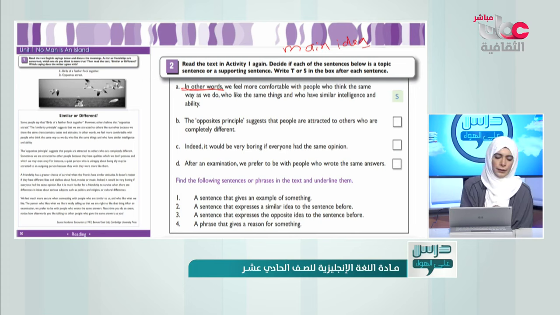Look at the paragraph or the text that we have. We have paragraphs number 1, 2, 3, and 4. The opposites principle is found in paragraph number 2. The first idea is the topic sentence. It is not necessary to be a topic sentence, but actually in this paragraph it is, because we are mentioning the idea for the first time and it gives us the most important information in the paragraph. The opposites principle suggests that people are attracted to others who are completely different. So it is the topic sentence.